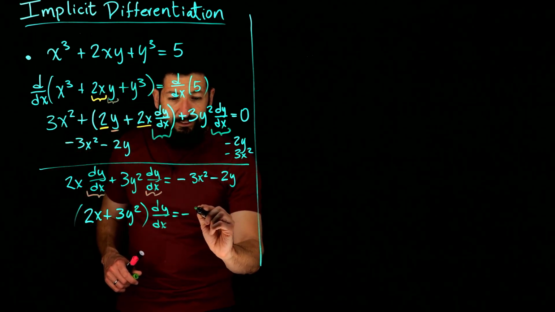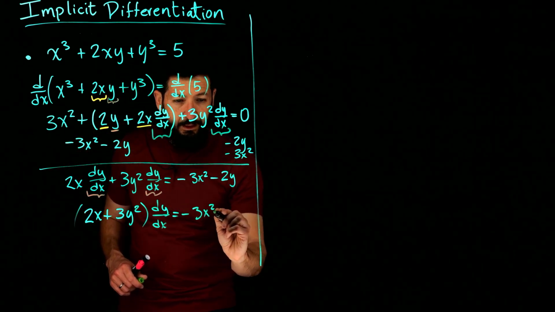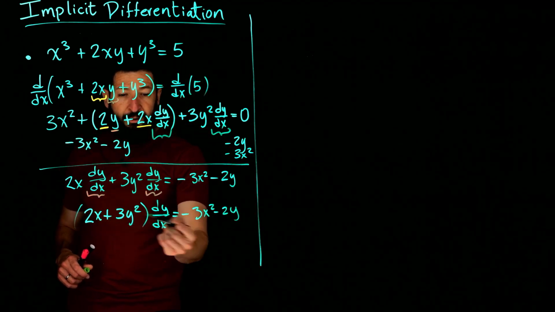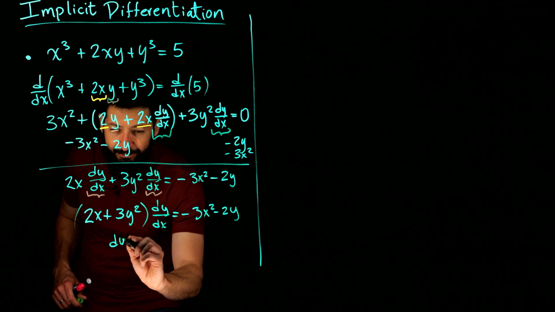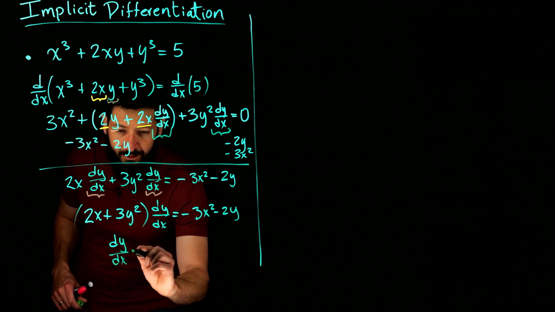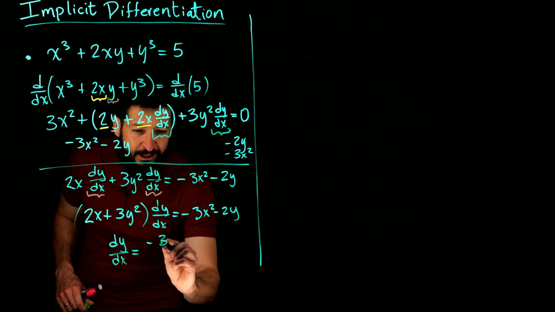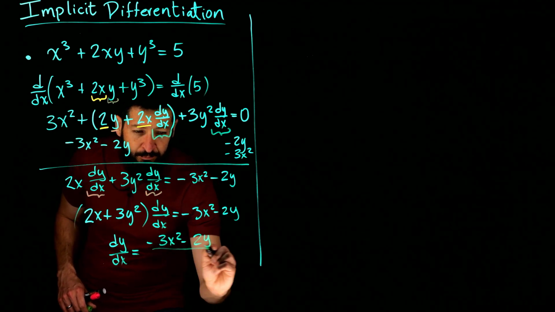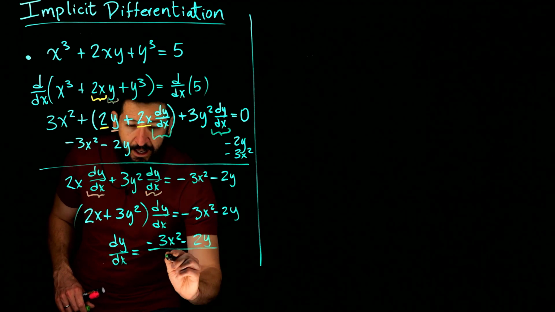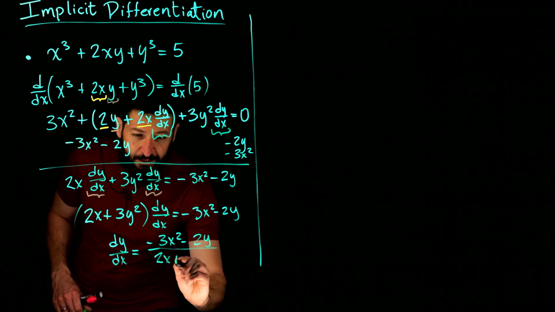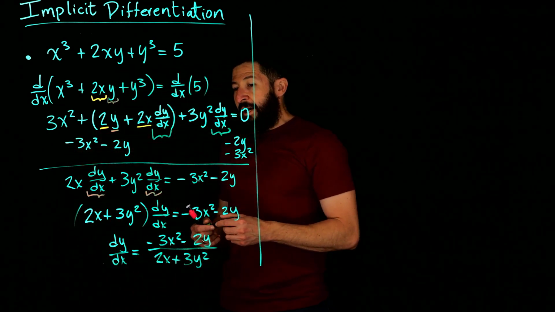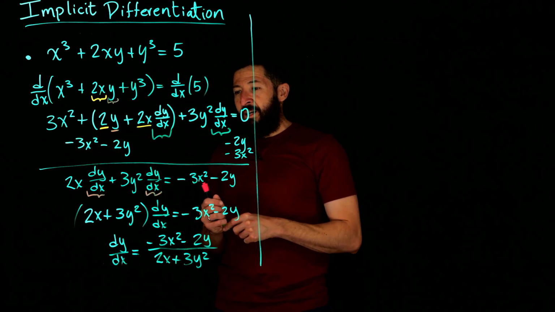And you're going to leave this side alone. And then you're going to divide both sides by this expression. And you're going to get that the derivative is going to be negative 3x squared minus 2y all over 2x plus 3y squared. All right, so that right there gives us our derivative.